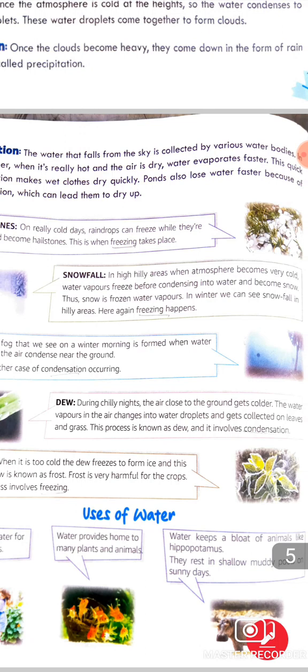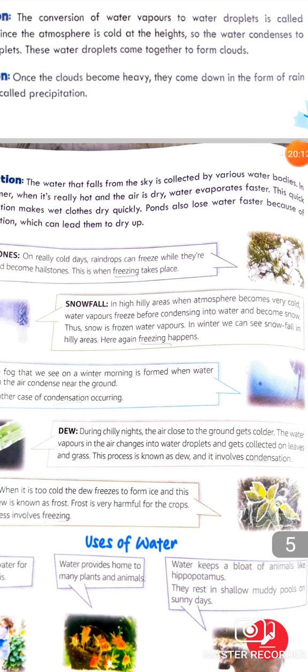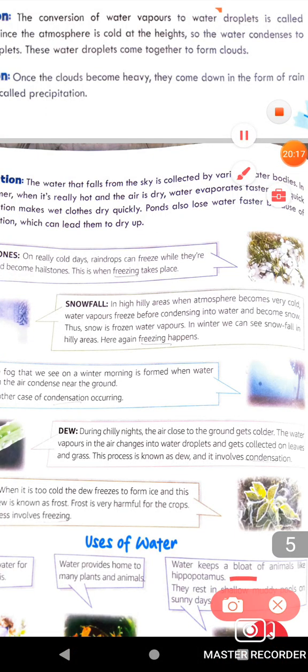The third is that water keeps the body of animals like hippopotamus cool. They rest in shallow muddy pools on sunny days. Here bolt means enlarge. So water is needed by animals like the hippopotamus, which live in shallow water. Shallow means lack of depth, like muddy water which looks dirty to us. So the hippopotamus lives in this muddy water on sunny days and the water keeps it cool.